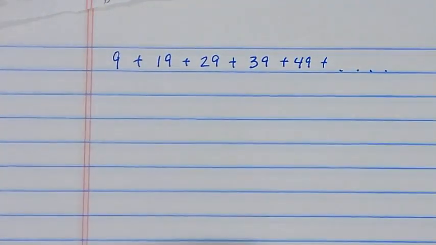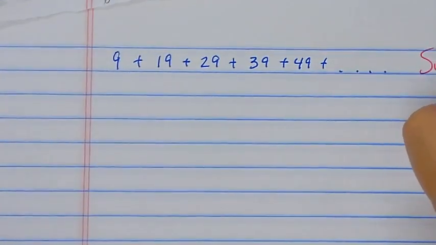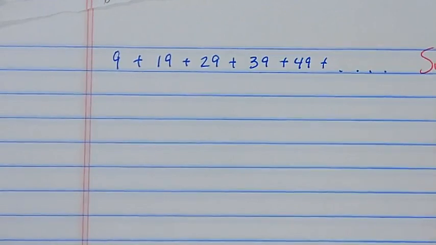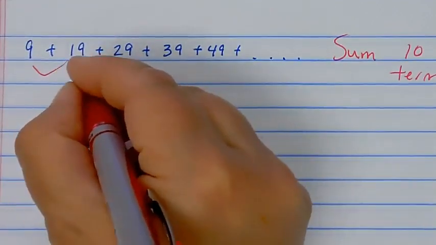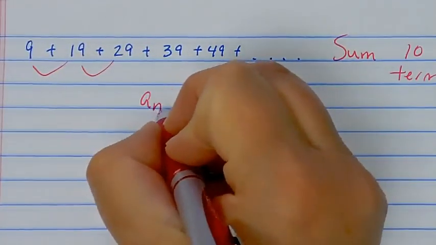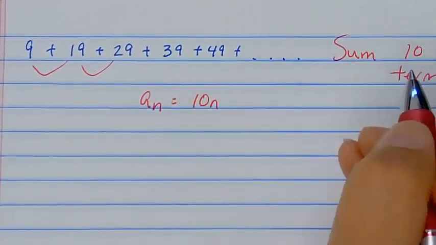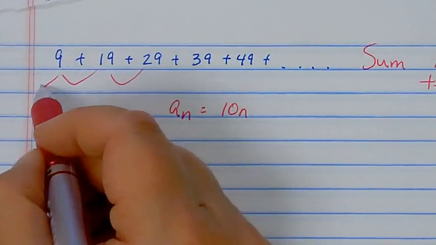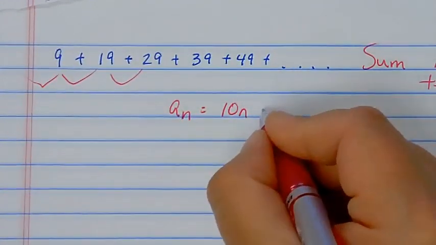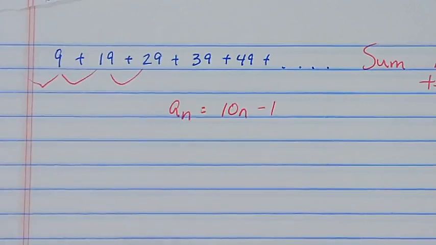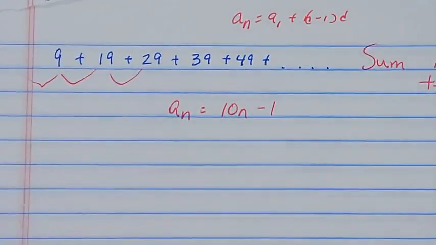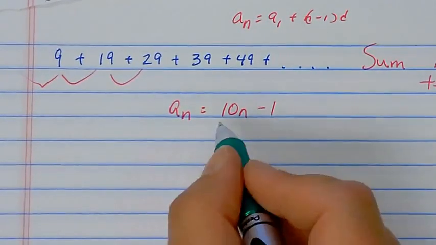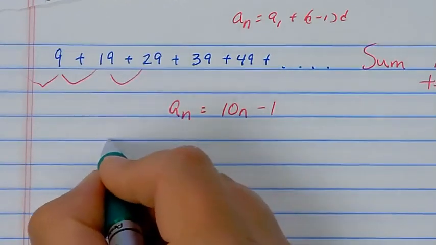So let's do another example of a series. I have a sequence here, and I'm going to find the sum of the first 10 terms. So the first thing I want to do is write a rule, and I notice on this one the common difference is 10. So I'm going to write 10 in, plus if I went back 10, I would be at -1. You could also find that by using a sub n equals a sub 1 plus n minus 1 times d.